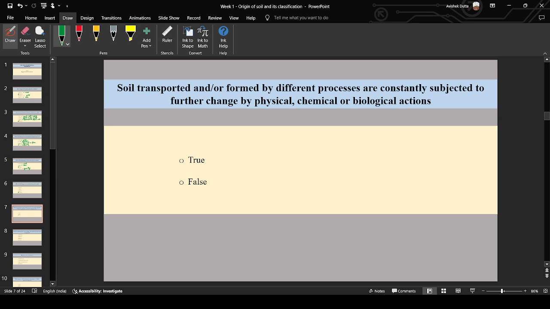So soil transported and or formed by different processes are constantly subjected to further change by physical, chemical or biological actions. It is a true statement. The process is actually never ending. I hope it was a clear explanation. I'll go to the next question.